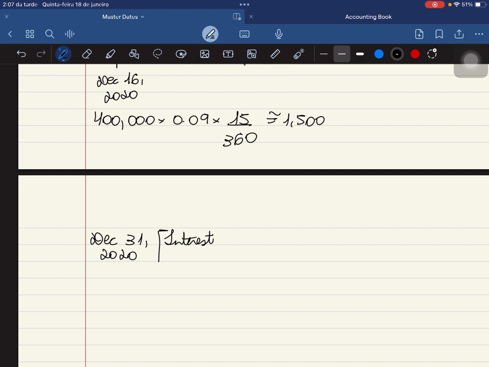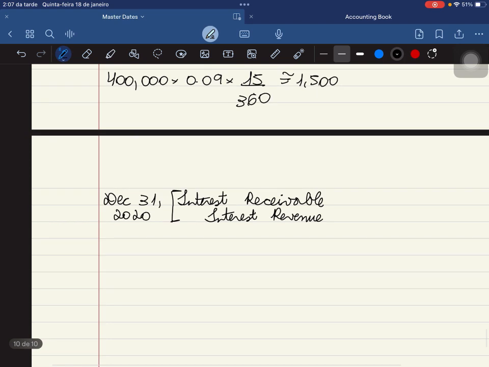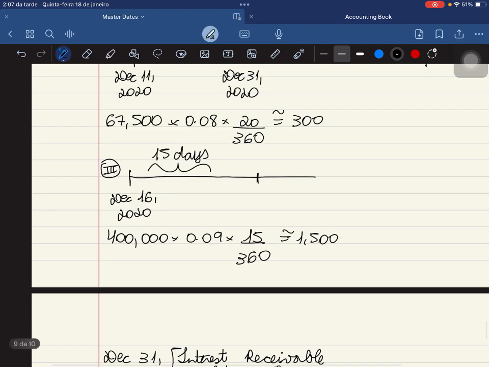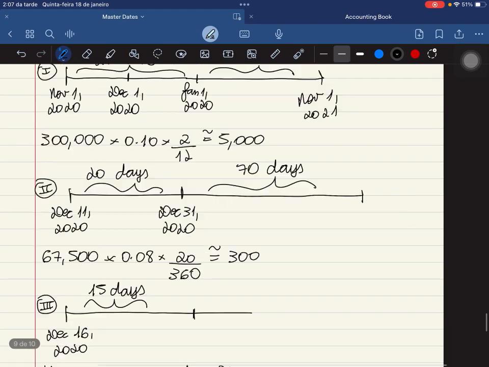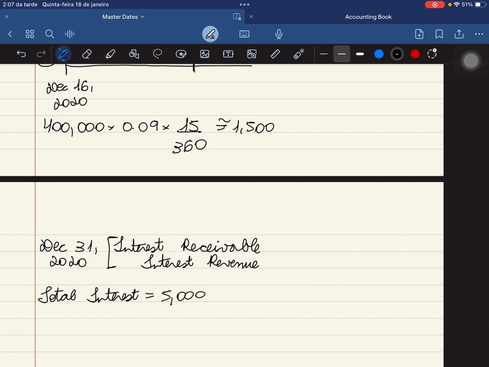We are going to have interest receivable and interest revenue. And how much is that going to be? This is going to be the total interest, which is made up of all of the other interests together. 5,300 and 1,500. $6,800. And here we have it.